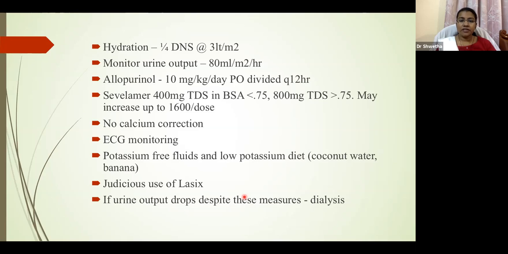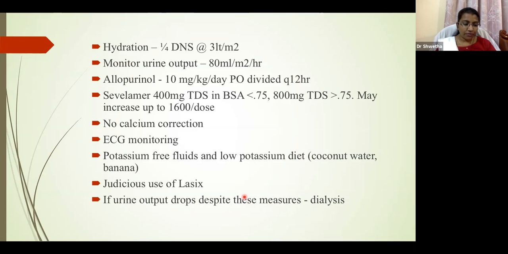Generally in our region, if a patient develops any sort of complaints, he is offered coconut water. Coconut water, bananas, they're all high in potassium, and we do not give them to a patient who is at risk of hyperkalemia due to TLS. Then judicious use of Lasix. So now in this particular patient, there is a fall in the urine output.